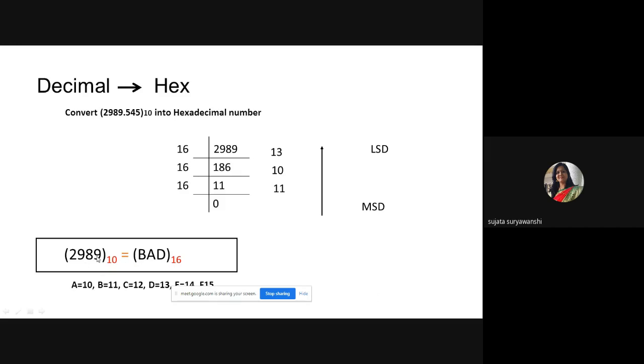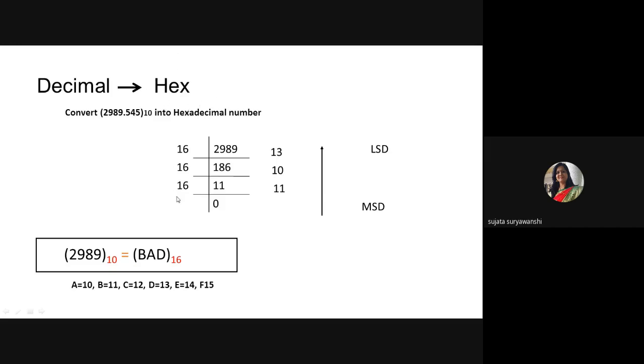Okay, so here 2989 is converted into BD, the equivalent hex number. Understood? After that, the fractional part of the given decimal number is 0.545. Here you need to use the successive multiplication method, but while multiplying, you need to consider base 16. Instead of 2 or 8, you have to consider 16 as you are converting the given decimal number into hex number.